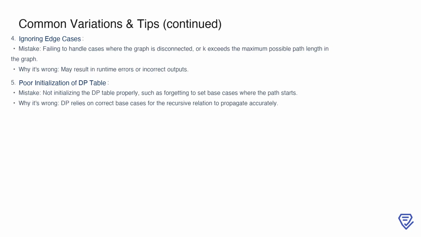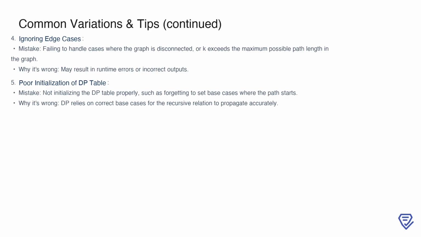Ignoring edge cases can significantly impact the correctness of your solution. For example, you must account for situations where the graph is disconnected or where the specified path length k exceeds the maximum possible path length in the graph. Overlooking these cases could lead to runtime errors or incorrect outputs.